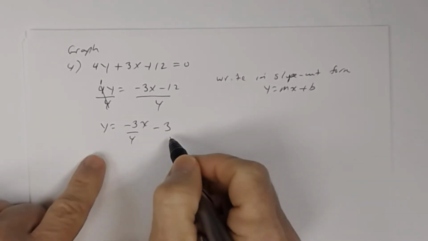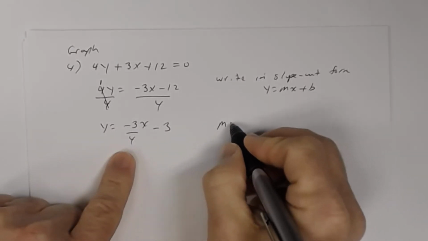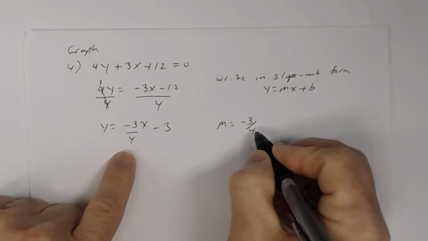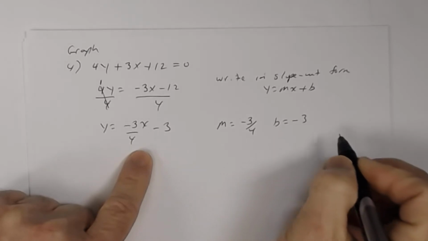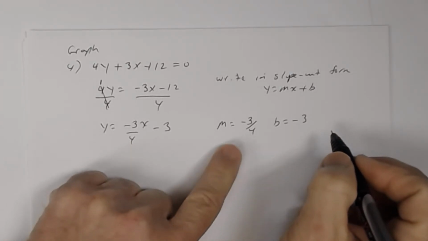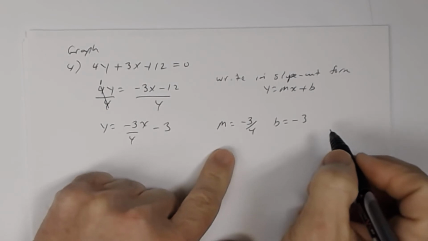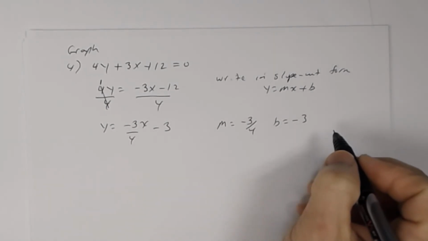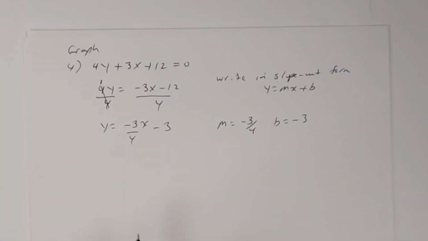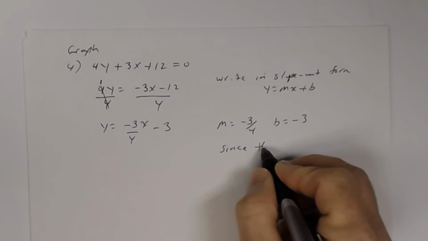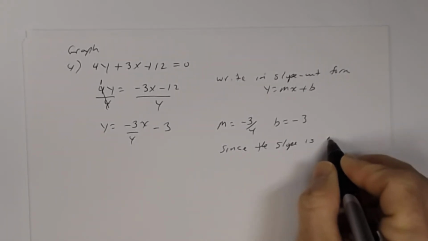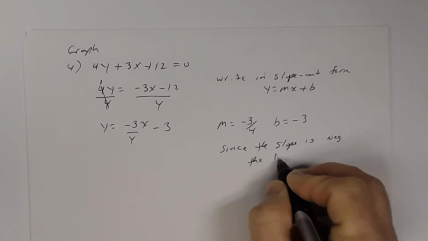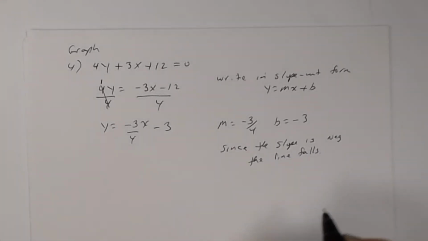Now you wrote it in slope-intercept form, and so now we know the slope. The slope is negative 3/4, the coefficient of x, and the y-intercept is negative 3. Now, before we graph it, I want to remind you of something. Will the line rise or will the line fall when you graph it? To determine that, you can look at the slope. The slope is negative, so since the slope is negative, the line falls.